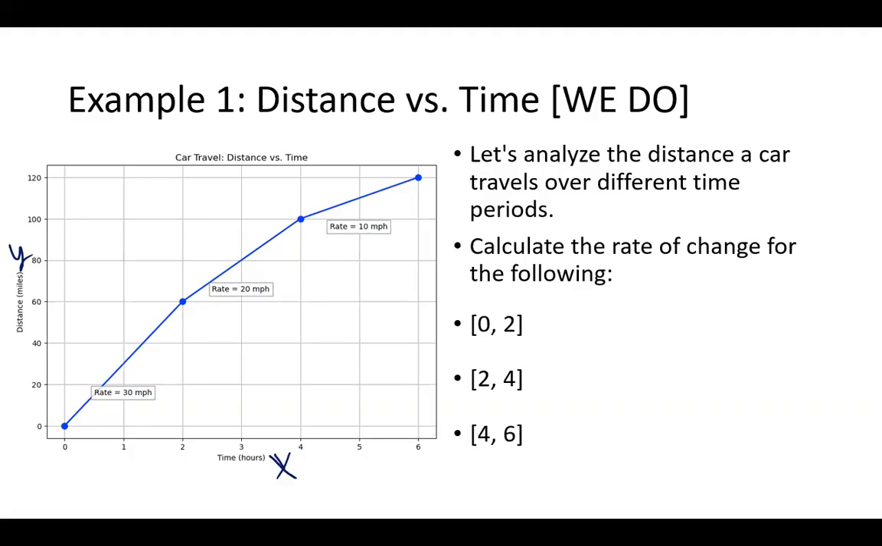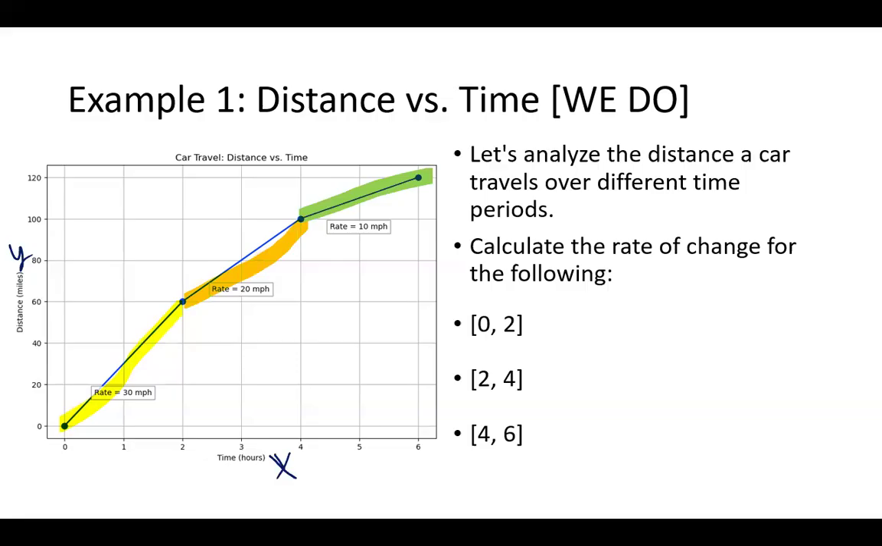I'm going to do the first one just to make sure you understand what I mean. So we have 3 intervals that we're calculating. I'm going to calculate from 0 to 2. That's my interval. And then your intervals are going to be 2 to 4, and then 4 to 6. And then we're going to talk about what do we notice about these intervals, okay?